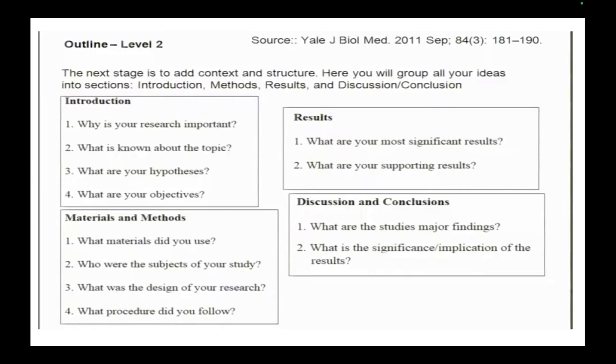And if you have some extra data, you have to choose which ones to keep in the supporting section or supporting results. Then in the discussion and conclusion, you write about your major findings, what the significance and implications of your results are, and you give some broader idea about your work and its broader implications.